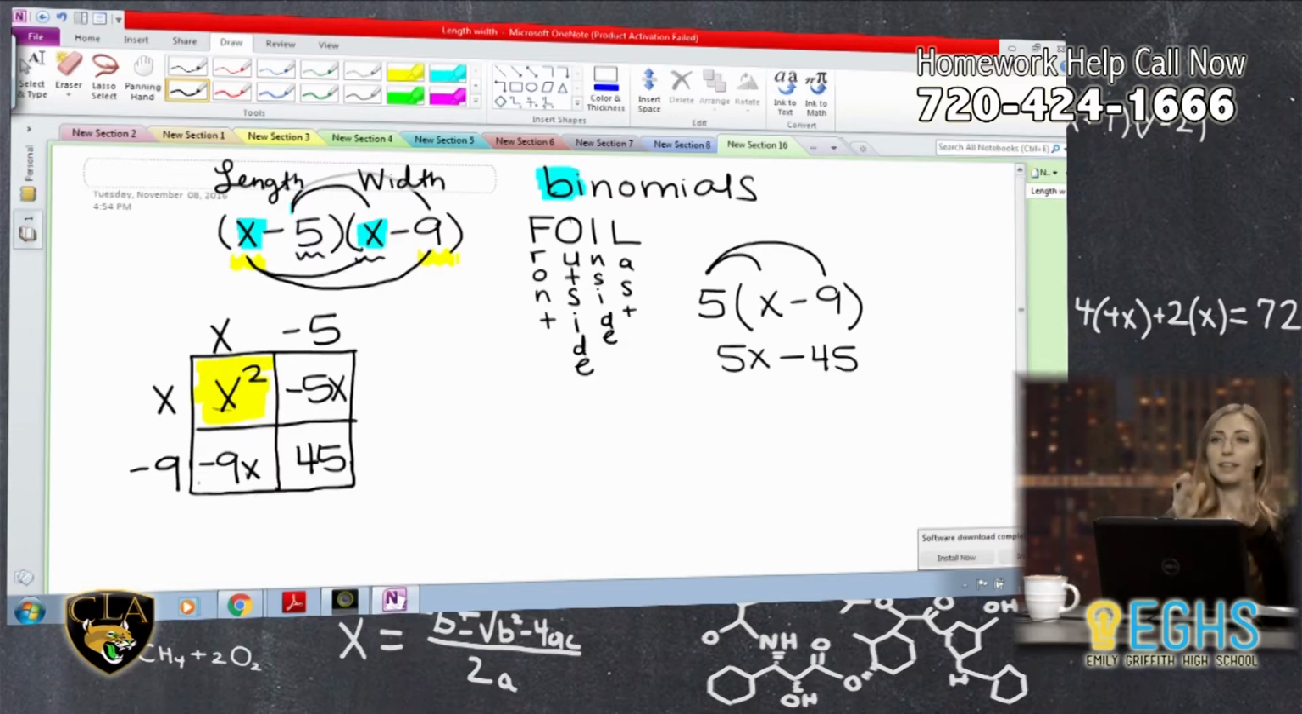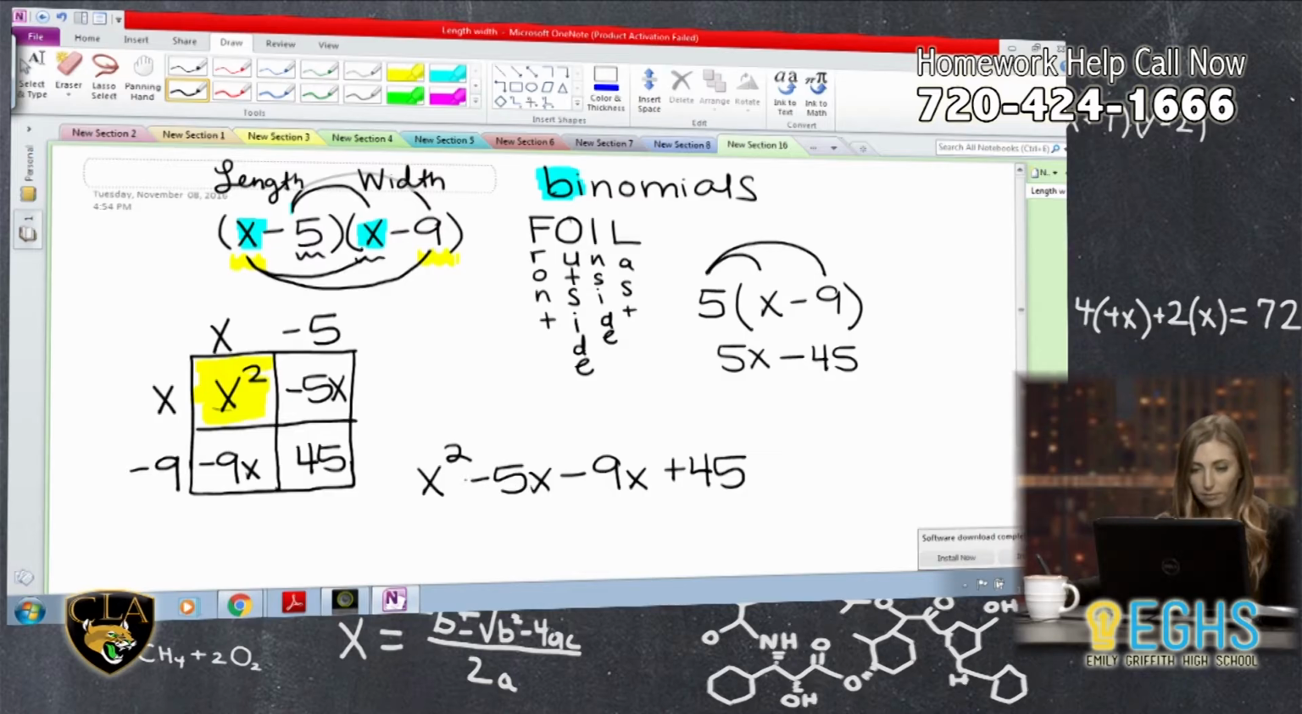And then if we found the area of all of these little pieces and wanted to find the area of the whole thing, we'd have to add those all together. So I'd say x squared plus negative 5x, or a shorter way to write that, minus 5x, plus negative 9x, plus 45.